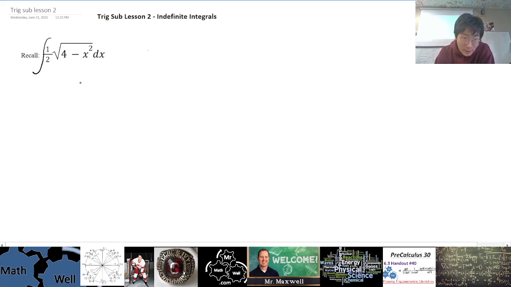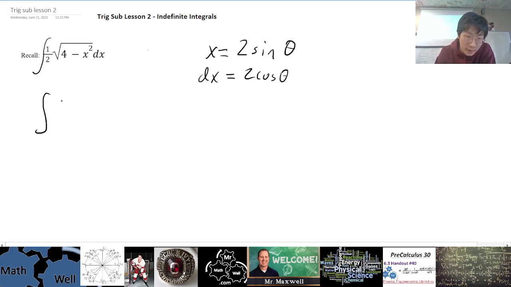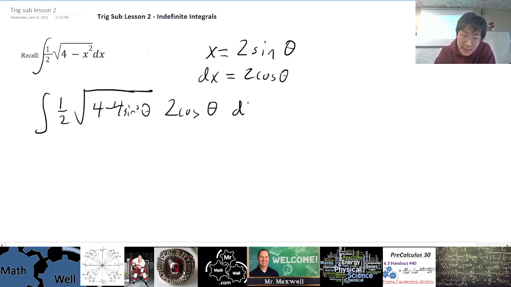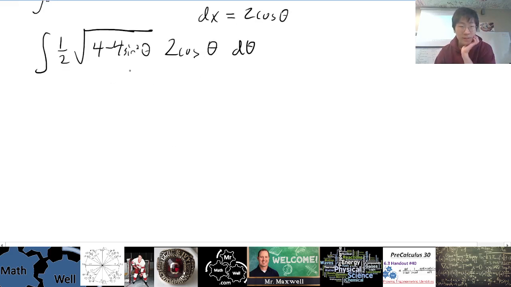All right, so I'm just going to quickly go through the substitution again. You do have it in the notes, so I'm going to go through this pretty quickly. We made the substitution x equals 2 sine theta, so dx is going to be 2 cos theta, and that gives us the integral of 1/2 root 4 minus 4 sine squared theta times 2 cos theta d theta, right? And of course, the 1/2 and the 2 cancel out nicely.